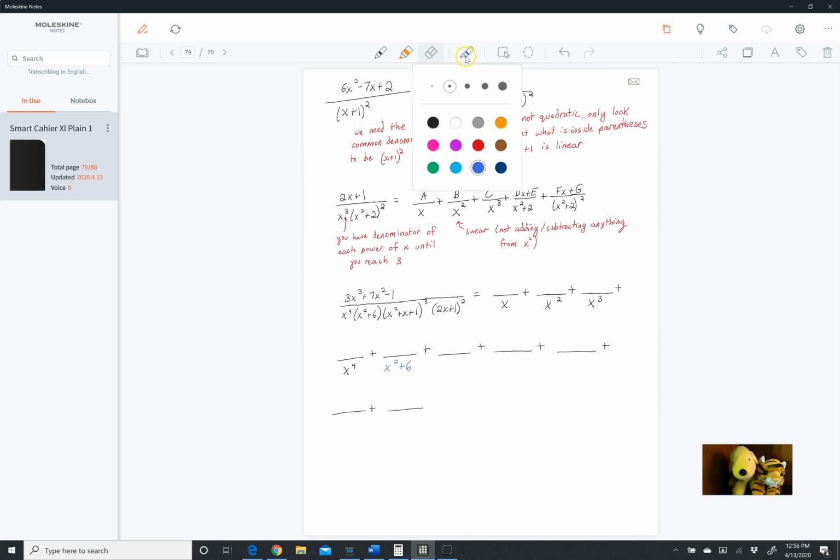Then we're going to do all of the ones associated with x squared plus x plus 1. We have 3 of those: x squared plus x plus 1 to the 1st, x squared plus x plus 1 to the 2nd, and x squared plus x plus 1 to the 3rd. And finally the last one, the (2x + 1)^2. We have a 2x plus 1 to the 1st, and then a 2x plus 1 squared.